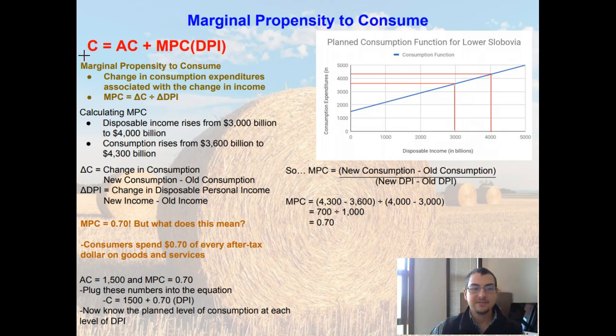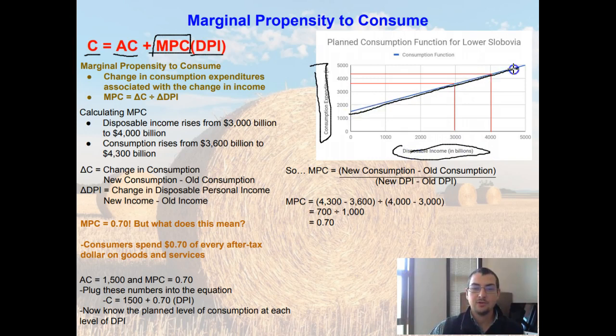So if you see, we still have that same formula from the last video where we say consumption is equal to autonomous consumption plus the marginal propensity to consume, also known as the slope of this consumption function, times disposable personal income. And if you look over here, we have on this chart the consumption expenditures and disposable income, just like on the last one. We have that exact same line drawn, where we have autonomous consumption starting right here, and it shows that consumption increases as income increases.